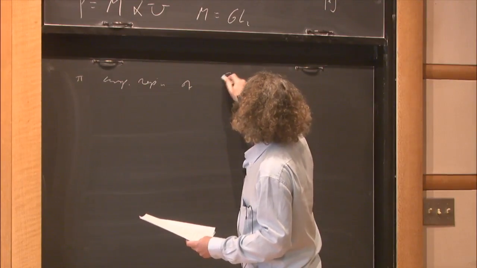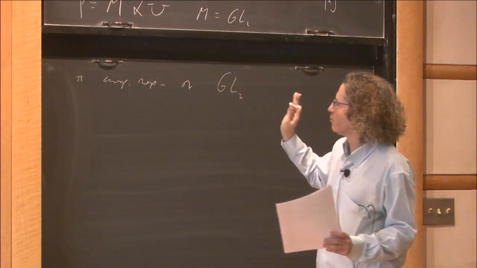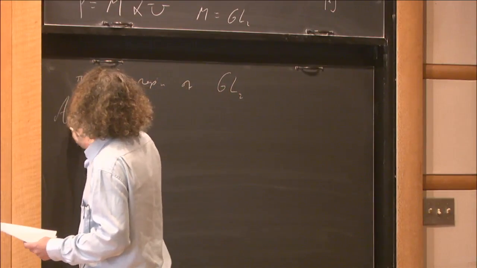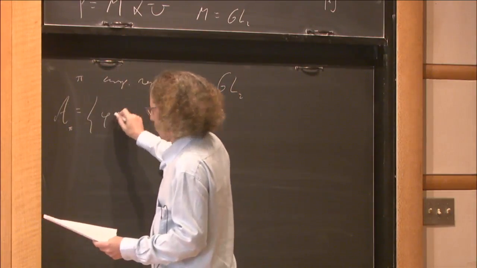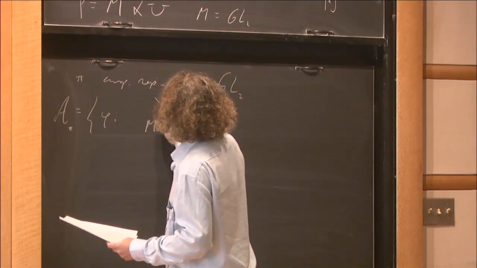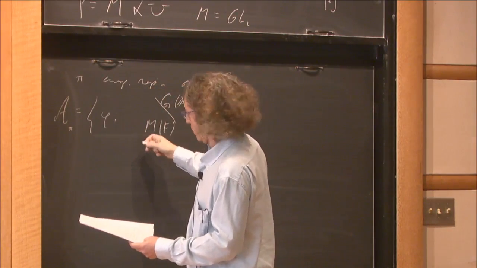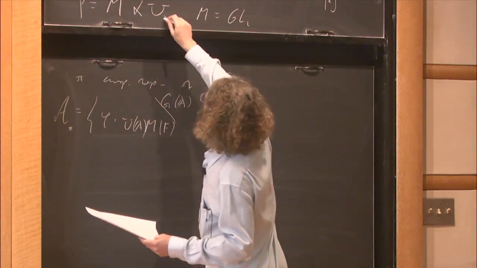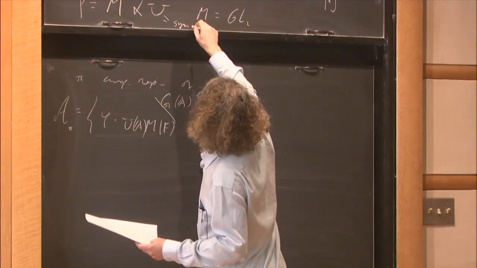Of GL2. So at this point, I don't assume yet a central character condition. And let A pi be the space of all smooth functions on G_A, which are left invariant under the rational points of M and the adelic points of U. So U is, by the way, symmetric 2x2 matrices.